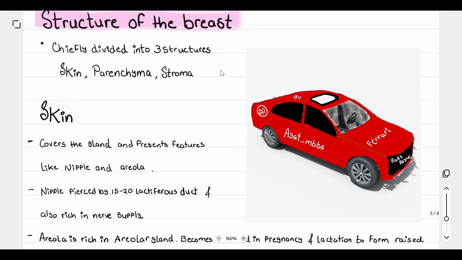And for the sake of simplicity, to remember the structure of the breast, I have taken the analogy of this car, and you have to remember this car under three headings, which are its color, its engine, and its chassis, or we can say framework. So here the color of the car represents the skin, the engine represents the parenchyma, and the chassis represents the stroma.